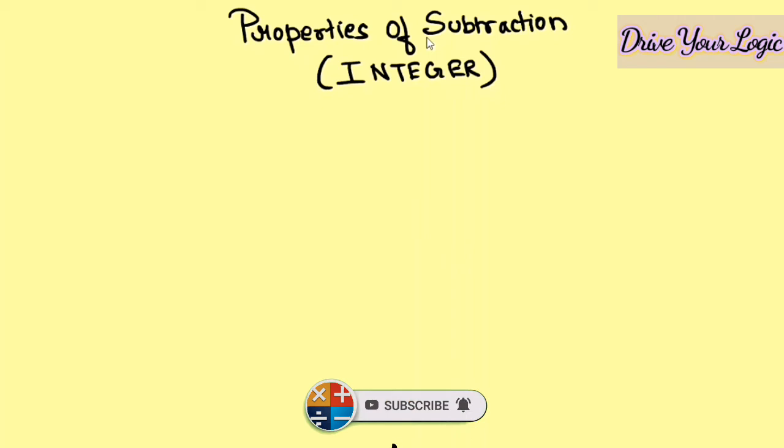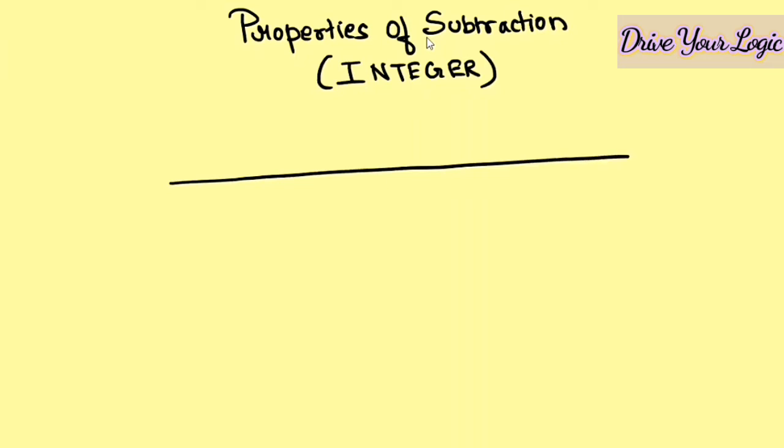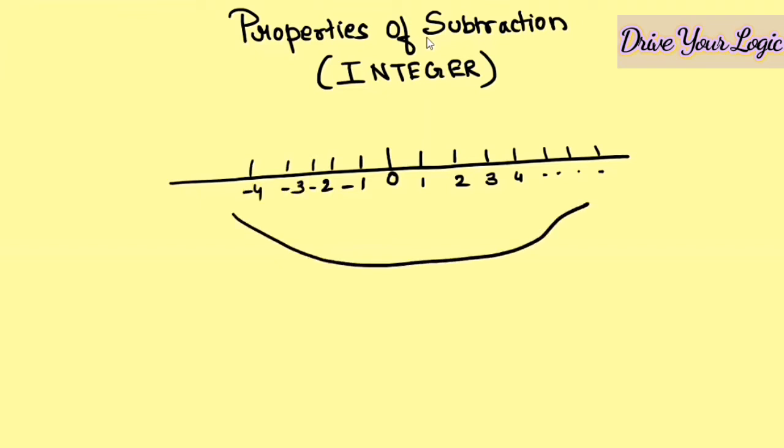First of all, what is an integer? We all know that when we are using the number line, with zero in between, these are the numbers for the positive side 1, 2, 3, 4, and these are the numbers for the negative side. So this full thing, from negative to positive, are all called integers. And today we are going to see how the properties of subtraction work. So let's start with that.